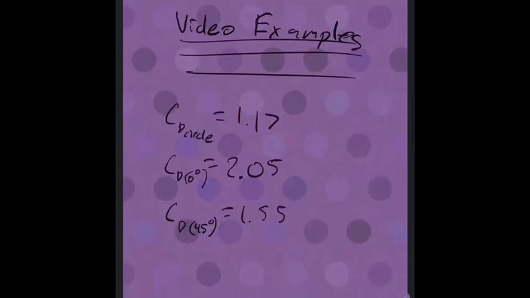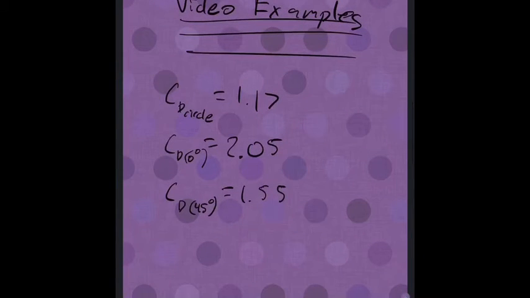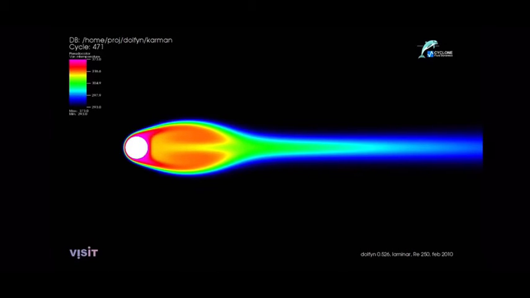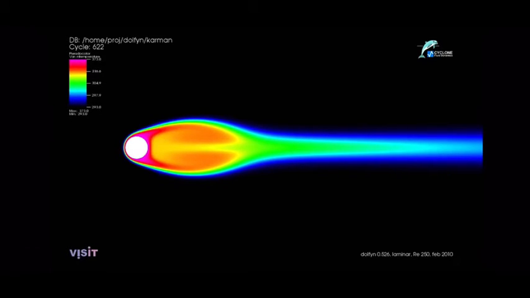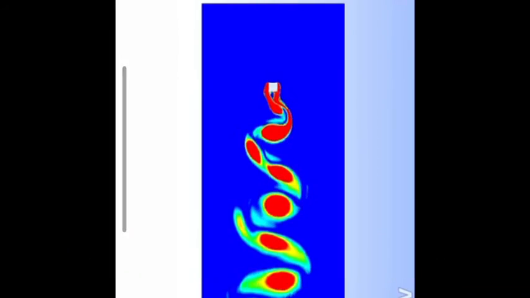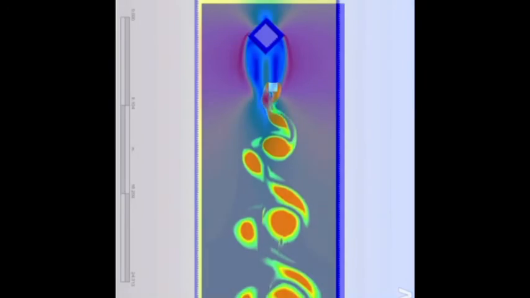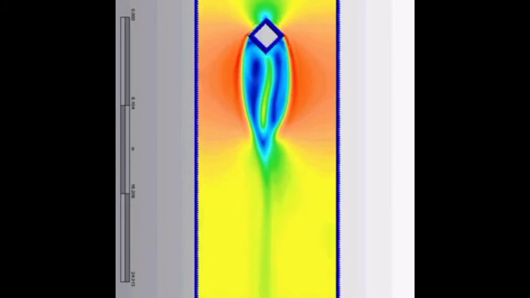We're going to look at a couple of video examples of what the flow looks like around these objects. As you look at these, I want you to see which one you think has the highest drag coefficient. Now, a higher drag coefficient means that it's less aerodynamic, or it's going to experience more force due to the air or fluid rushing against it. So just look at the examples and see which one you think will have the highest, and we'll see the answers.